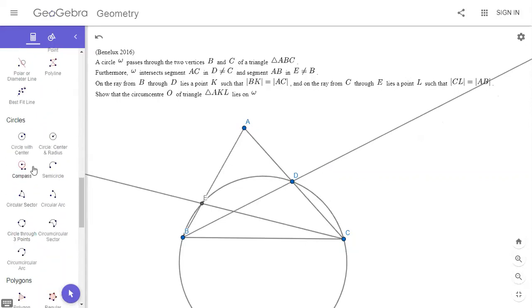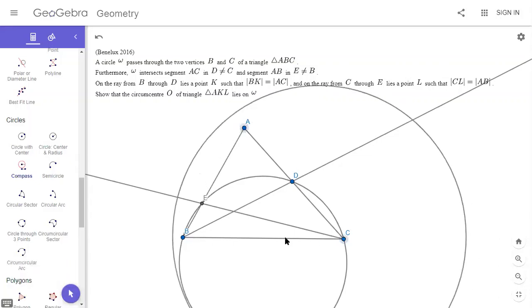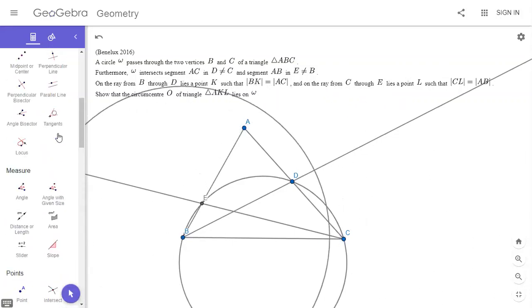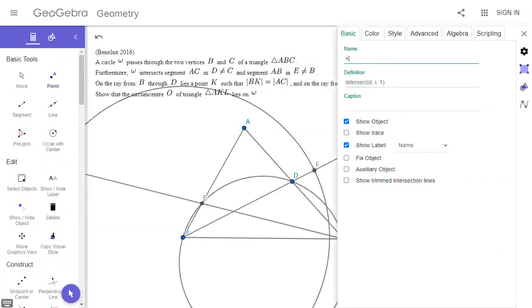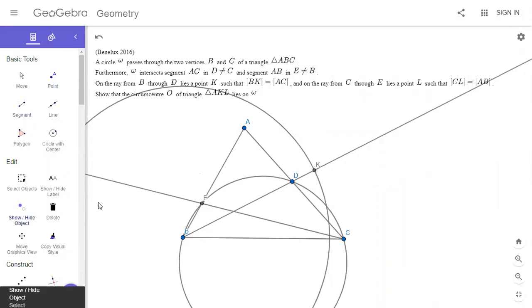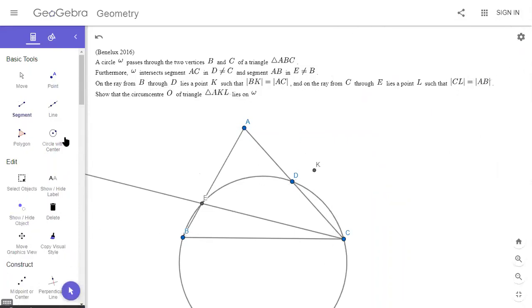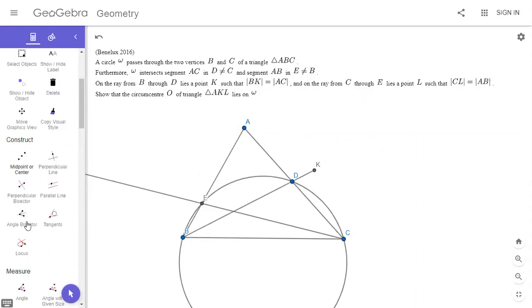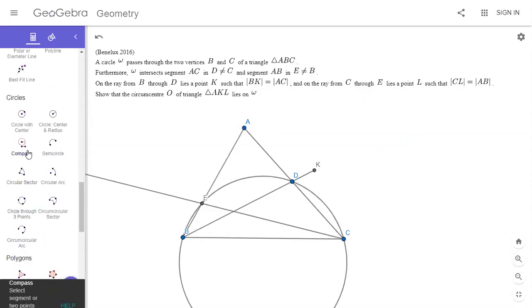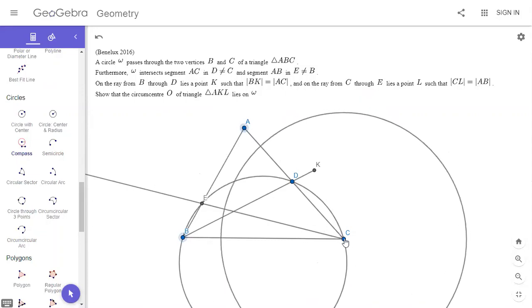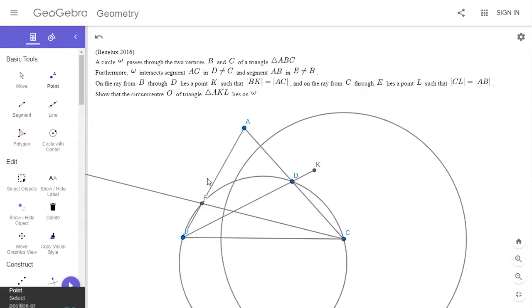There's this compass and straight edge tool, which is pretty convenient. So AC is the length I want. So this is BK, this should be point K. All right, so I'm gonna hide the circle. And then I will use the compass tool to get point L. So CL is equal to AB. All right. So isn't that cool? You've got a little compass tool.